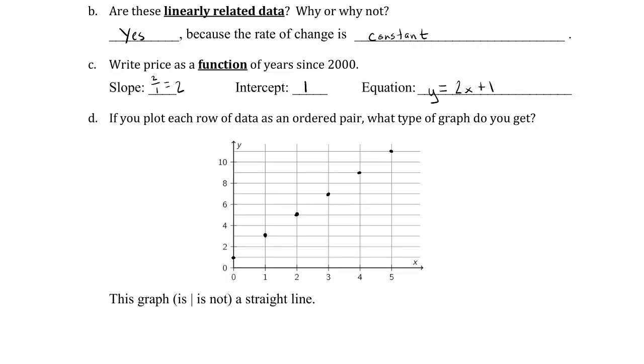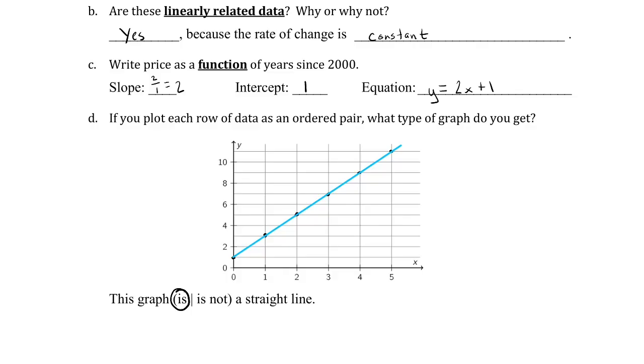If we go through and plot those points, they all lie along a straight line. So we can draw a straight line that passes through all of those points. So this is a linear relationship. Constant change in x produces a constant change in y. We can write the equation as y equals mx plus b. When we graph it, the points all lie along a straight line.